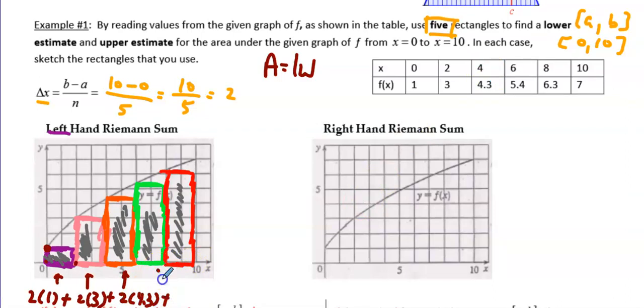And then we can do the same thing with the green one. Again, our width is 2. And then we're going to look now at 6, right? So between 6 and 8, we use the 6 to come up to our green value. So at 6, it's 5.4.